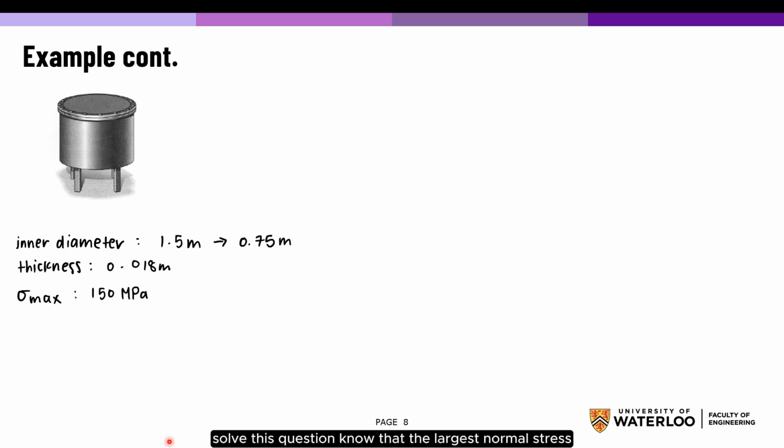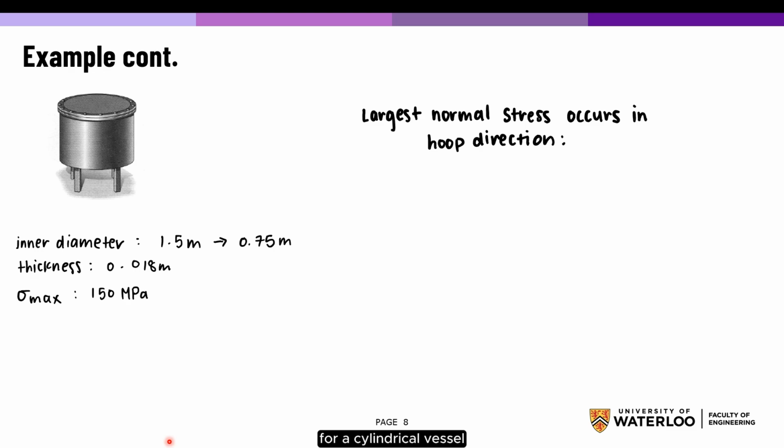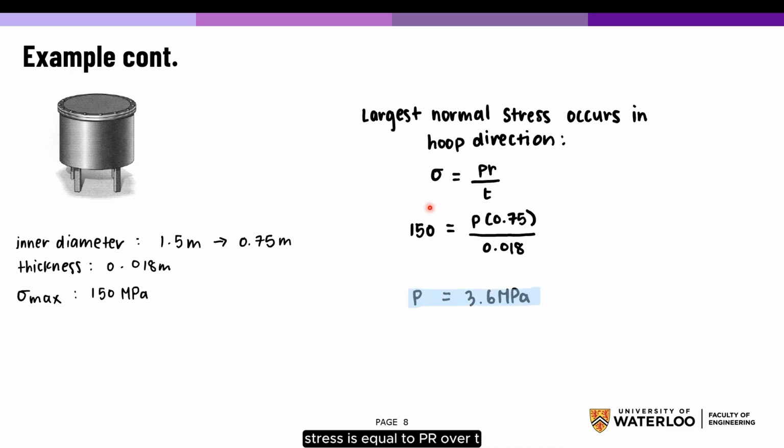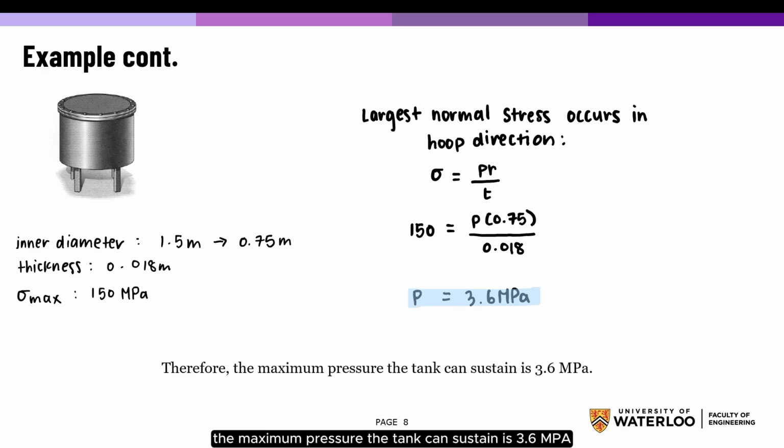To solve this question, know that the largest normal stress occurs in the hoop direction for a cylindrical vessel. We turn the diameter into the radius, which is 0.75 meters, and now we can use the equation stress is equal to PR over T to solve for P, which is the internal pressure developed by the gas. We'll substitute our values in and rearrange for P, and we get an answer of 3.6 MPa. Therefore, the maximum pressure the tank can sustain is 3.6 MPa.